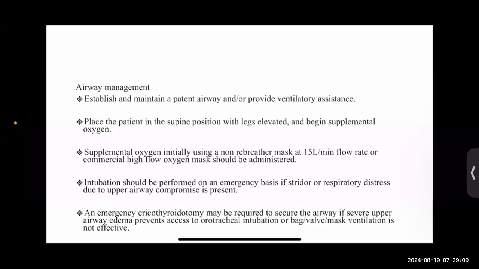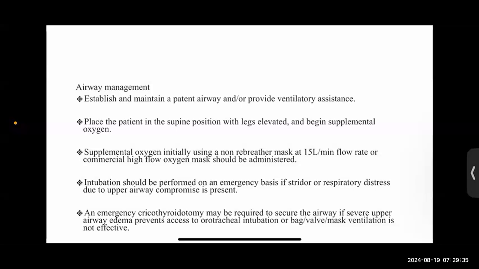For the airway management, I want to maintain this patient's airway. I also want to place the patient in a supine position with the legs elevated. I'll commence the patient on supplemental oxygen using a non-rebreather mask at a flow of 15 liters per minute of high-flow oxygen. If the patient has respiratory distress following airway compromise from maybe the swelling of the tongue, I want to intubate this patient on an emergency basis.